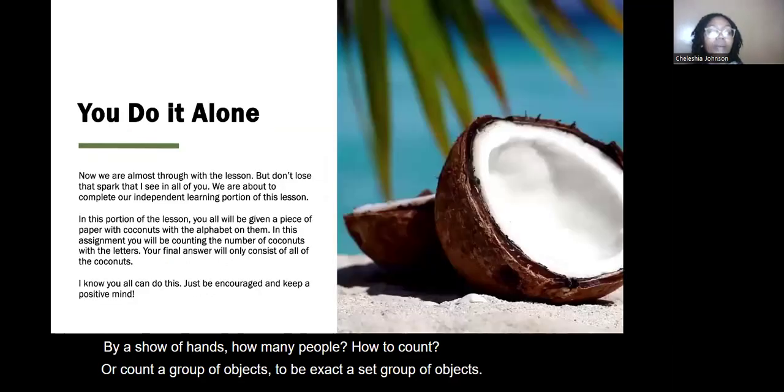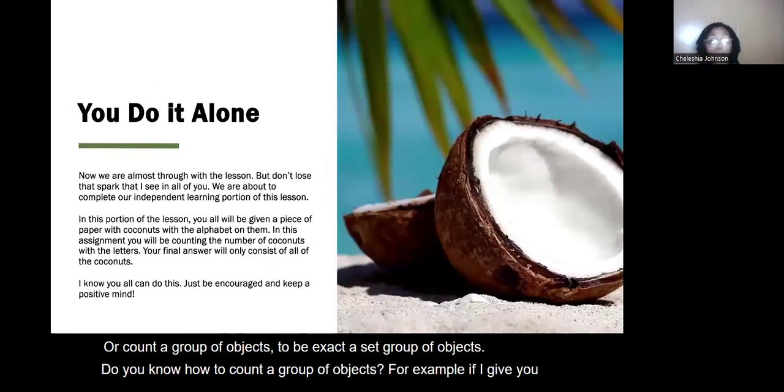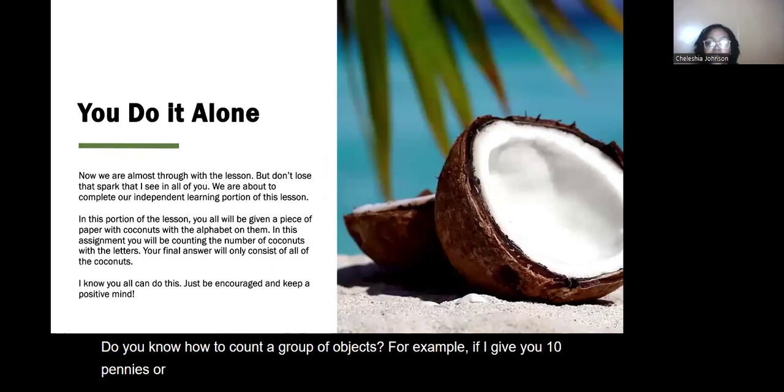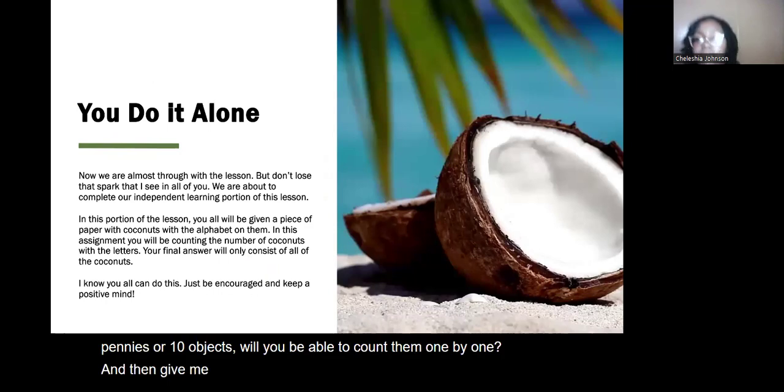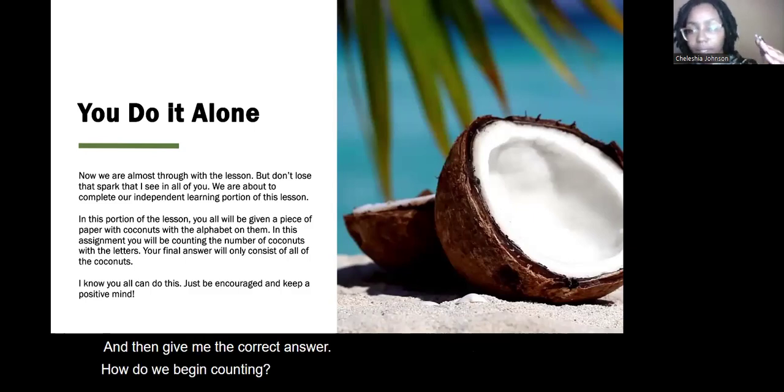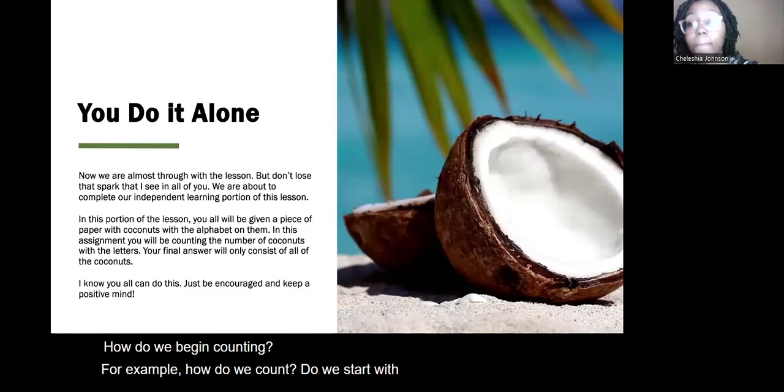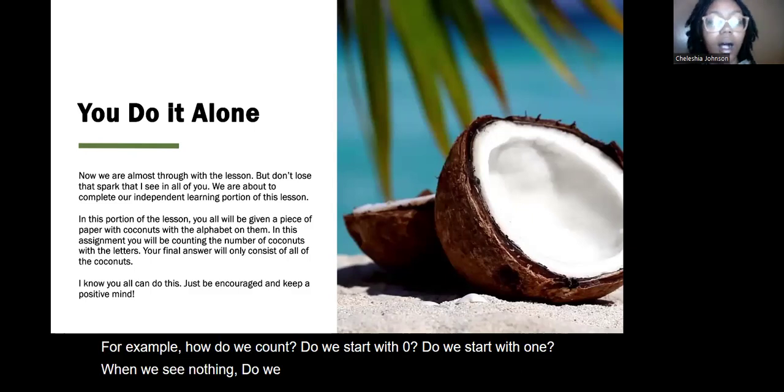You do it alone. Now we are almost through with the lesson, but don't lose that spark that I see in all of you. We are about to complete our independent learning portion of this lesson. You will be given a piece of paper with coconuts and the alphabet on them. Let me explain that. You are going to be given a paper that has individual coconuts on it. You will see letters on those coconuts, but you're not worrying about the letters, you're worrying about the number of coconuts that you see. You'll be counting the number of coconuts you see.